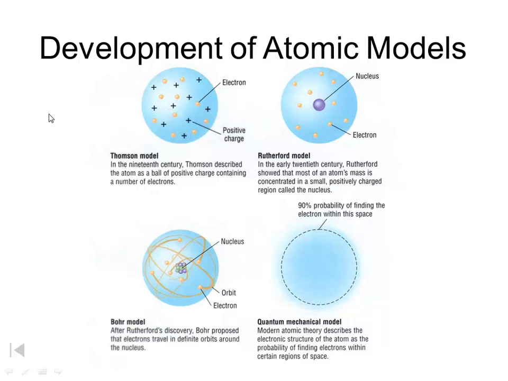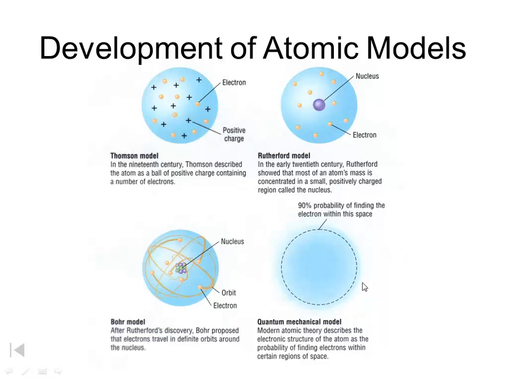So the Dalton model, which was just a solid sphere, is less complicated than the Thompson model. The Rutherford model is more organized. You have your positive nucleus and your electrons. The Bohr model has your positive nucleus with your electrons in orbit, and the quantum mechanical model is the most complicated of them all, even though it looks a little less so.